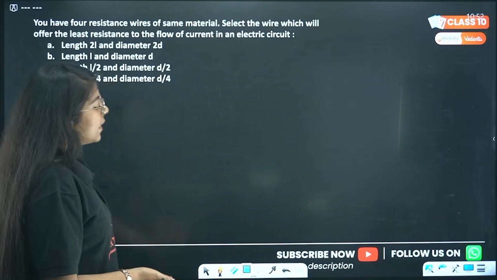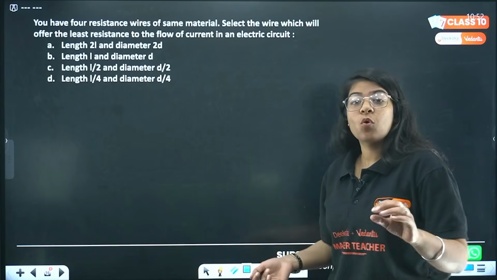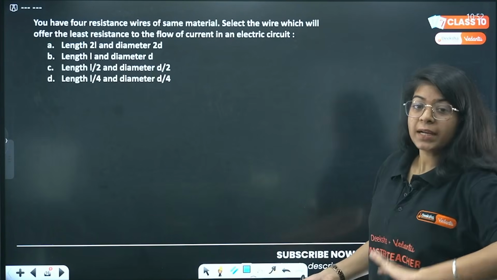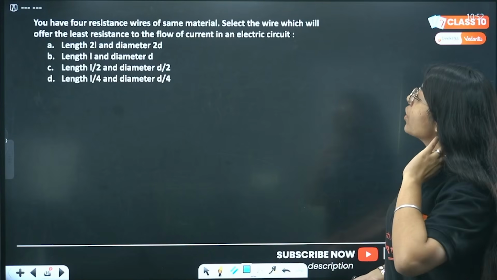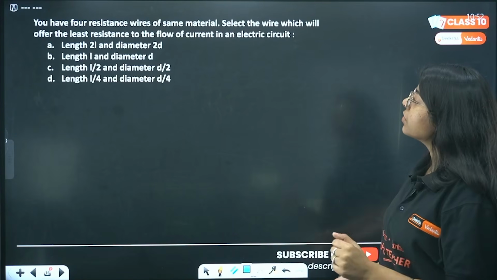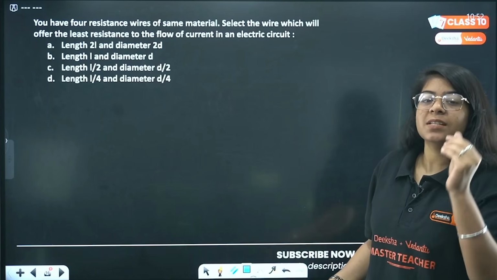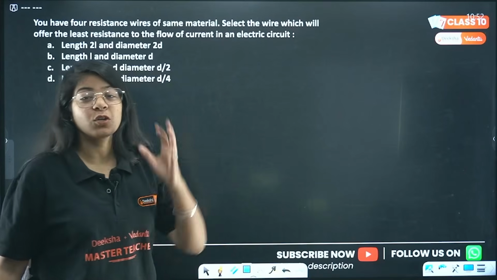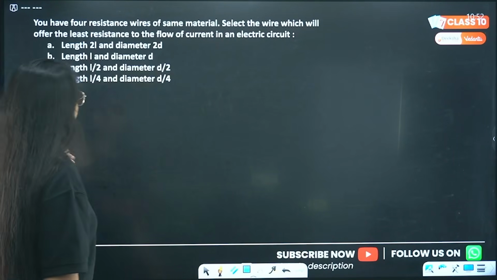Okay? Next question. The question says you have 4 resistance wires of the same material. Select the wire which will offer the least resistance to the flow of current. Now, one thing you can do is solve all these questions, okay? But we'll work smartly.